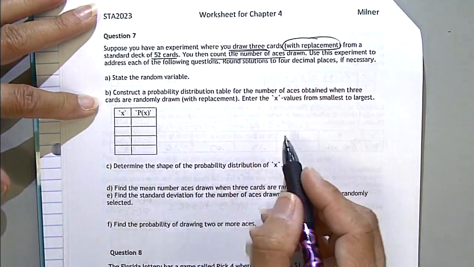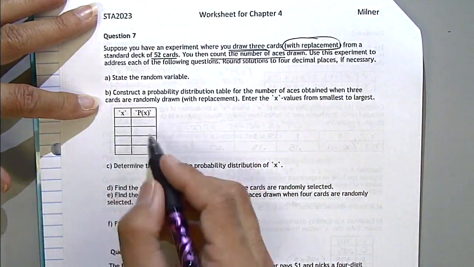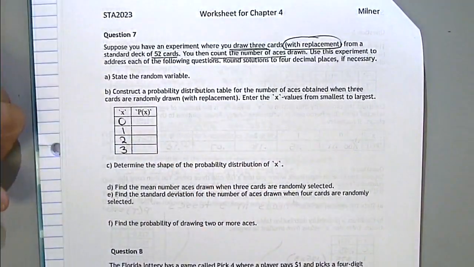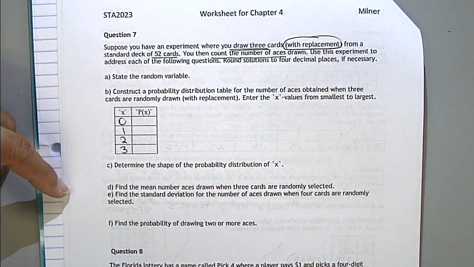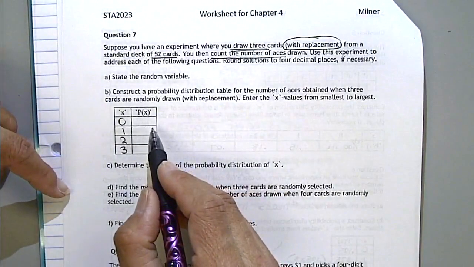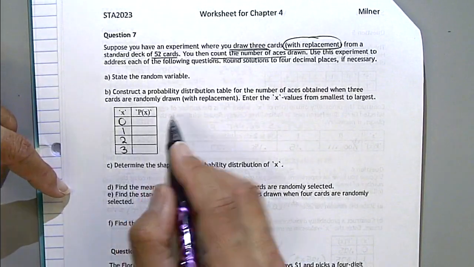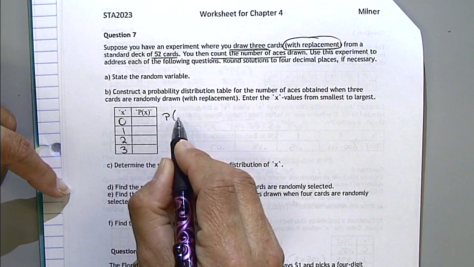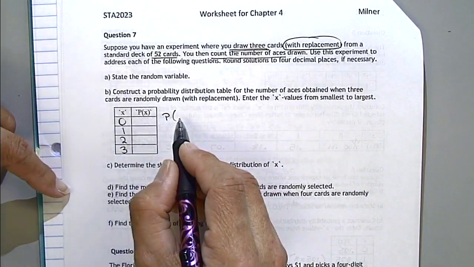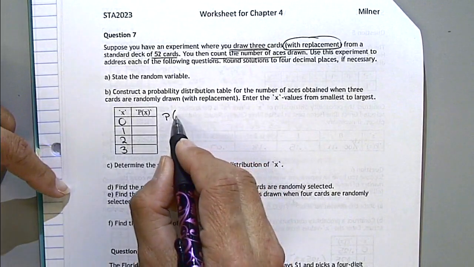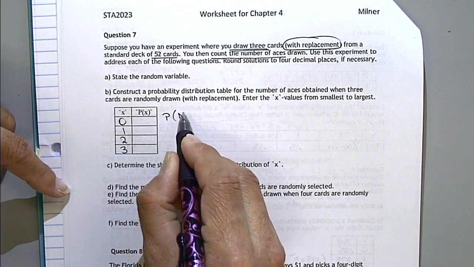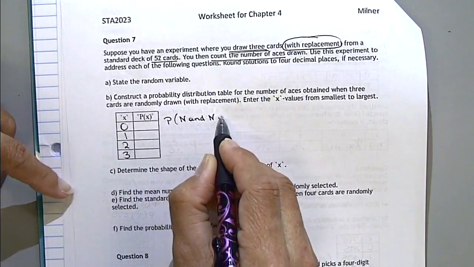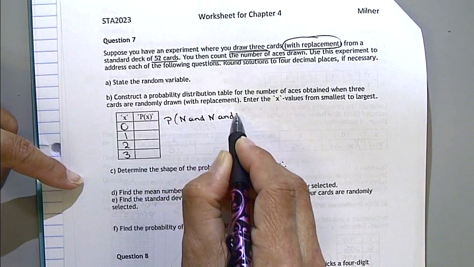We drew 3 cards. What are the possibilities of aces? Well, it could be 0, 1, 2, or 3, right? Those are the possibilities. And then they want to know the probability for each of those possibilities. So what is the probability of 0 aces? Okay, you drew 3 cards. They want the probability that the first one is not an ace, and the second one is not an ace, and the third one is not an ace.